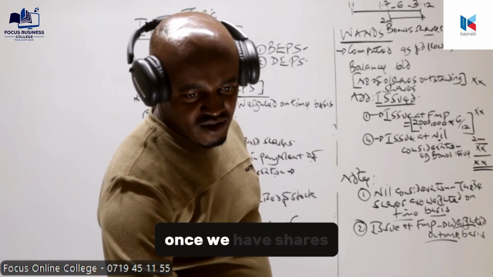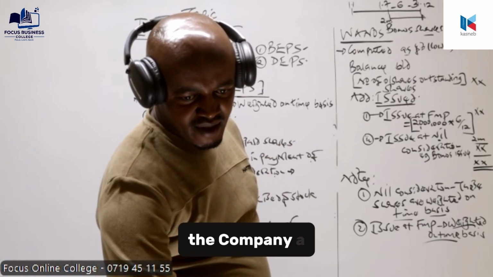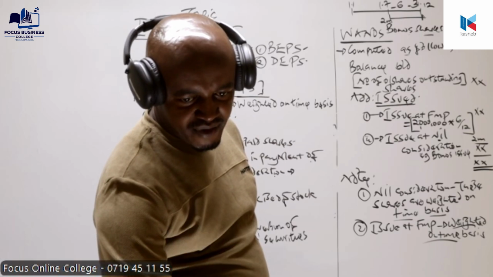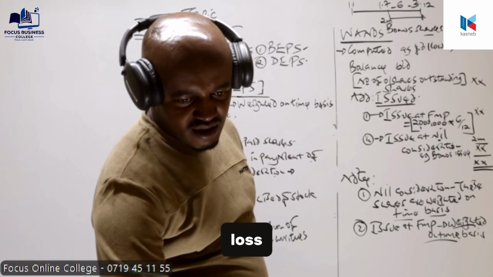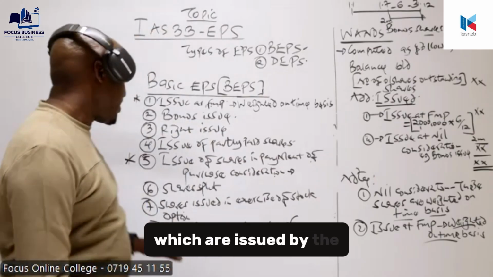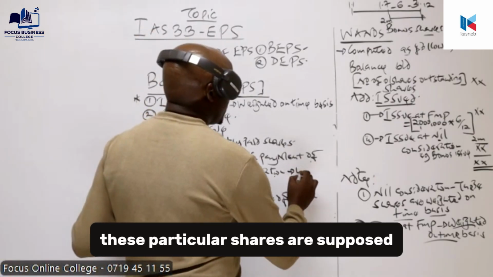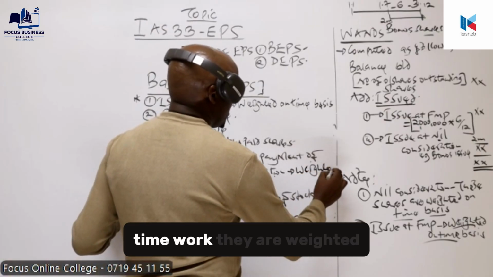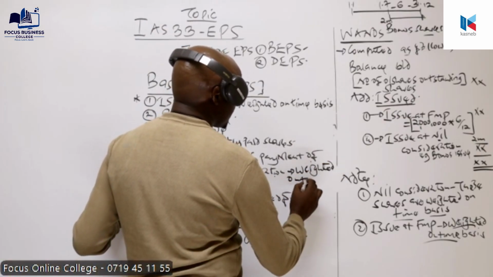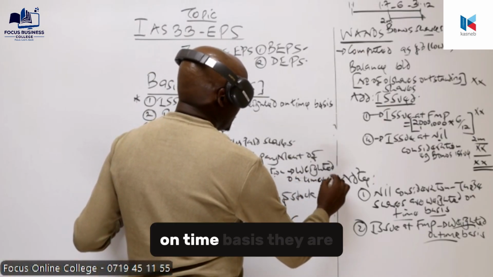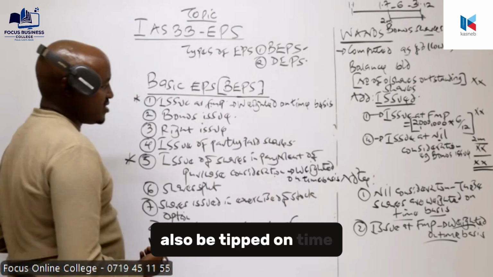So therefore, once we have shares which have been issued by the company to pay a purchase consideration, how do we treat those particular shares when computing the EPS? The shares which are issued by the company to pay a purchase consideration, equally these particular shares are supposed to be weighted on time basis. They are also weighted on time basis.